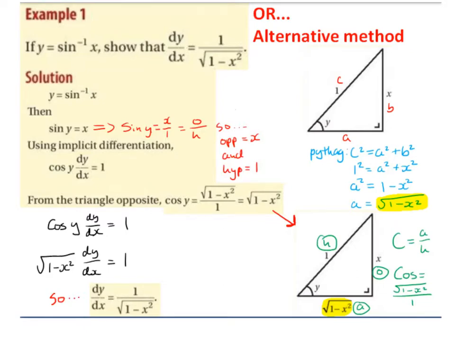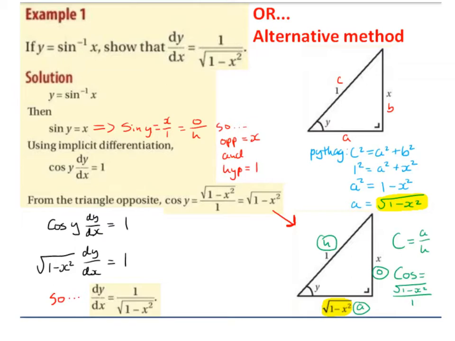And then we're going to label it a, b, and c using Pythagoras' theorem. So the c must be the longest side, the hypotenuse. So Pythagoras' theorem states that c squared equals a squared plus b squared. So we have 1 squared equals a squared plus x squared. So we rewrite in terms of a. So we have a squared equals 1 minus x squared. So a is equal to the square root of 1 minus x squared. So now we have a, our adjacent, so we can label it as root 1 minus x squared. The opposite is still x, and the hypotenuse is still 1.